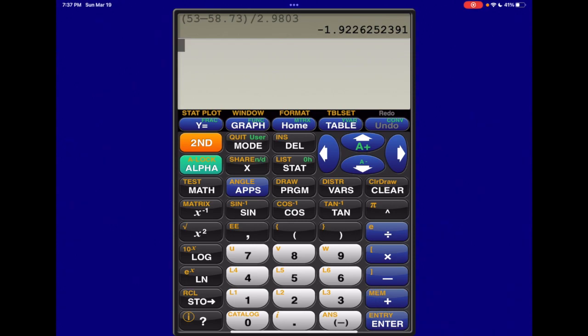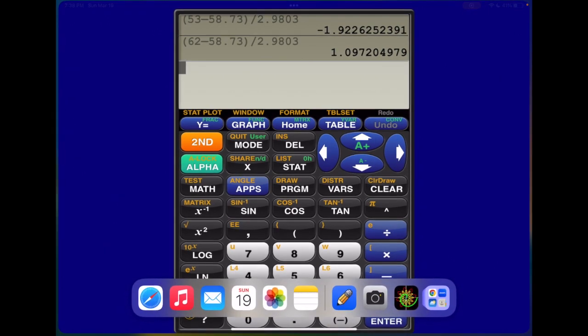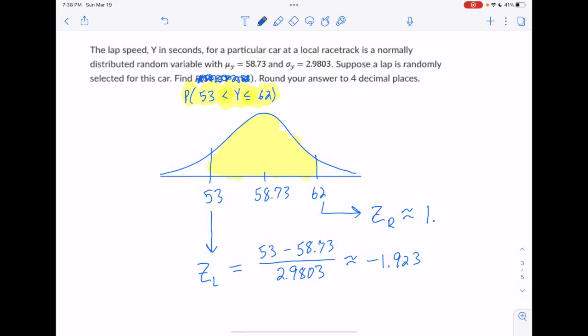Since all we are doing is changing that number on the left, I'll hit second enter to pull up our last calculation. Use the arrow keys to get over there on top of that 53, and then just type a 62 in its place. Press enter, and then I get the z-score on the right, 1.097, and we'll stick with the 7 because it's followed by a 2. All right, let's switch back and go write that one down, 1.097.